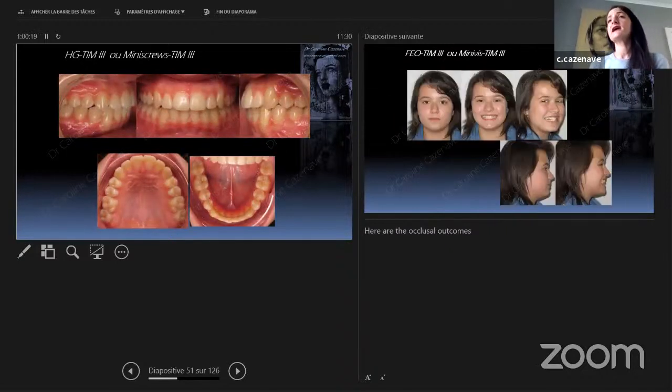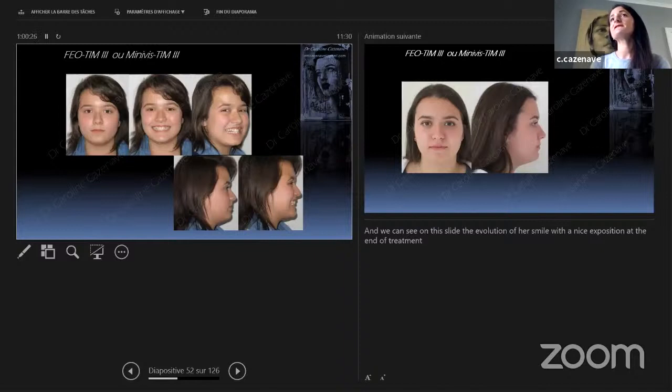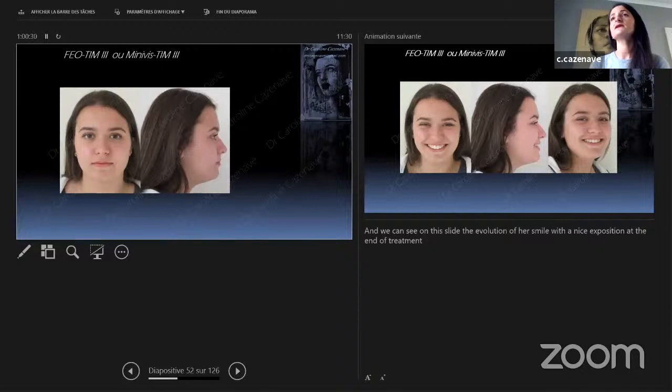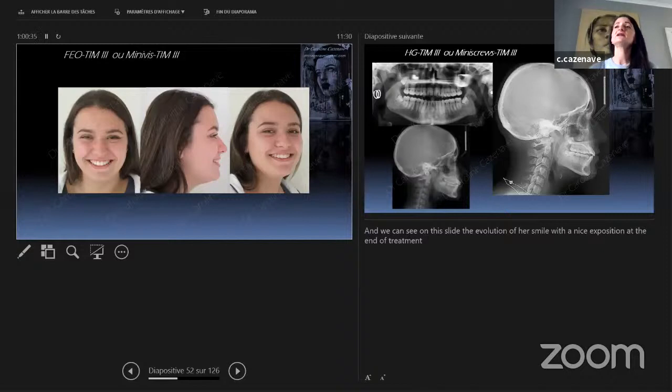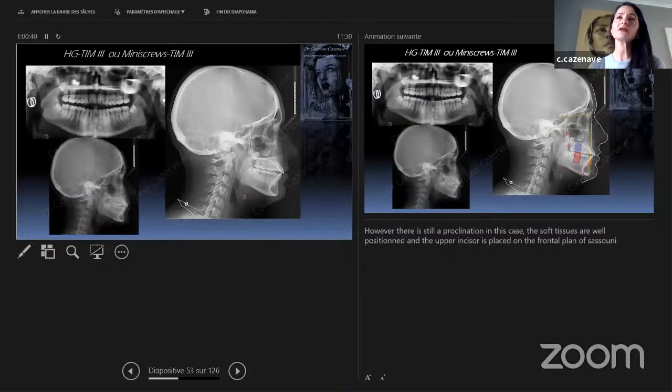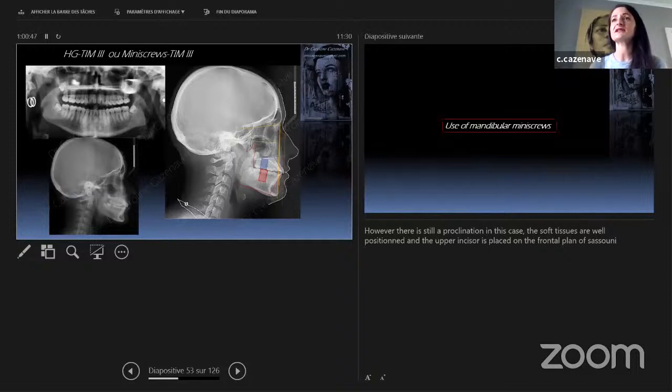So here are the occlusal outcomes with a good class 1 molar relationship. It is a phase at the beginning, and we can see now the evolution of a smile with a nice exposition at the end of the treatment. However, there is still a proconation in this case. The soft tissues are well positioned and the upper incisor is placed on the frontal plane of Sassoon.